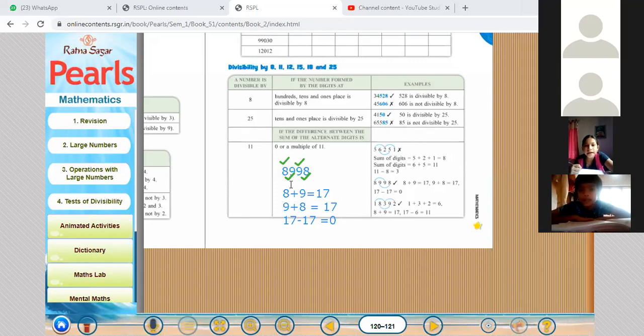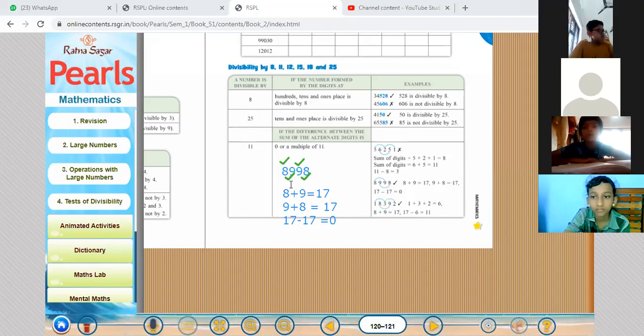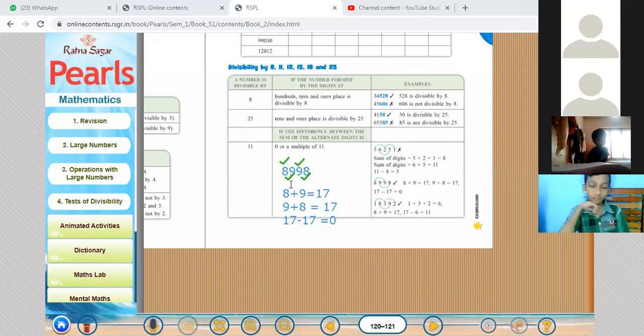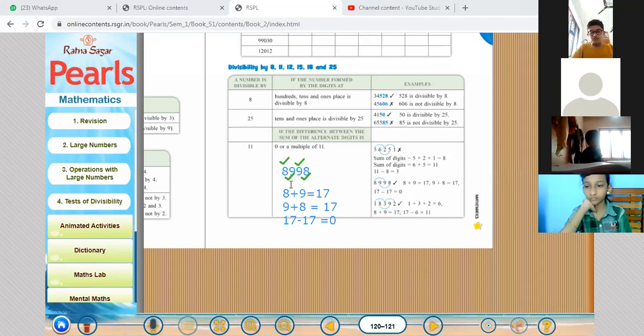By 11, because the difference between the sum of the alternate digits is 0. We know that if the difference between the sum of the alternate digits is 0 or a multiple of 11, then we can say that the number is divisible by 11.